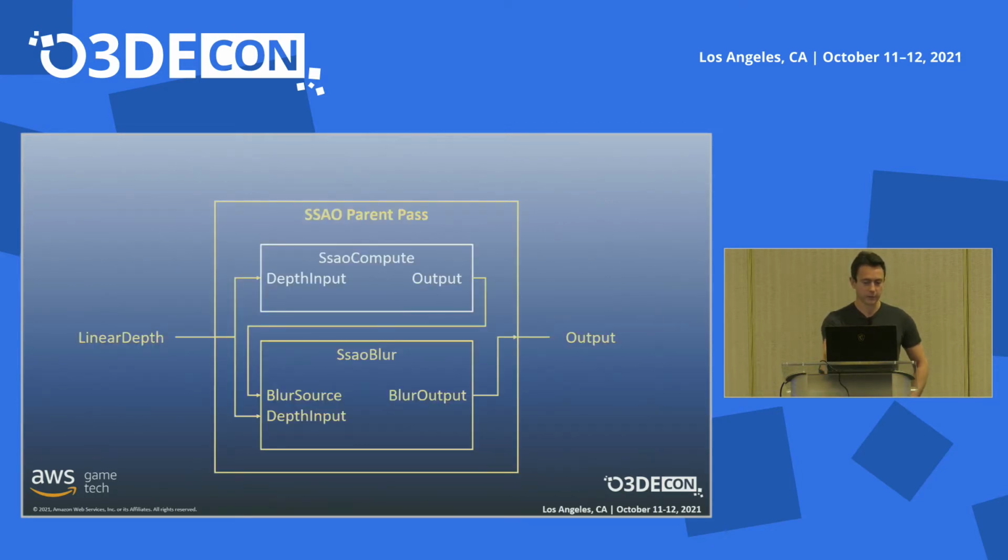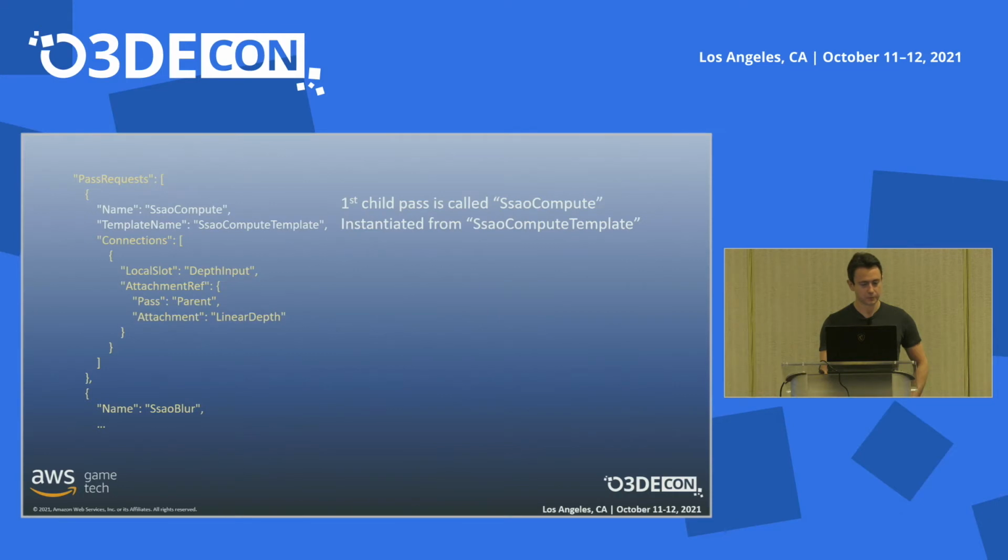Again, we're defining the SSAO parent pass. We want to have within it the SSAO compute pass and the SSAO blur. So first we'll define the SSAO compute. Here again, the name will be SSAO compute, and this template name is the template we're using to instantiate it. In another file, we've defined the SSAO compute template, and here we're just referencing it by name.